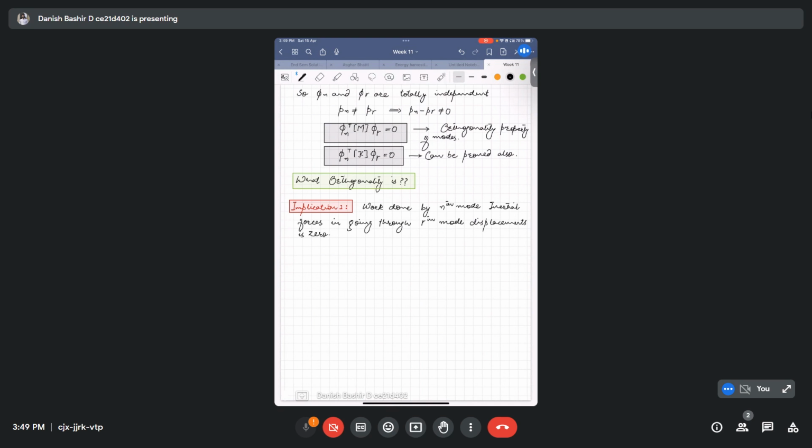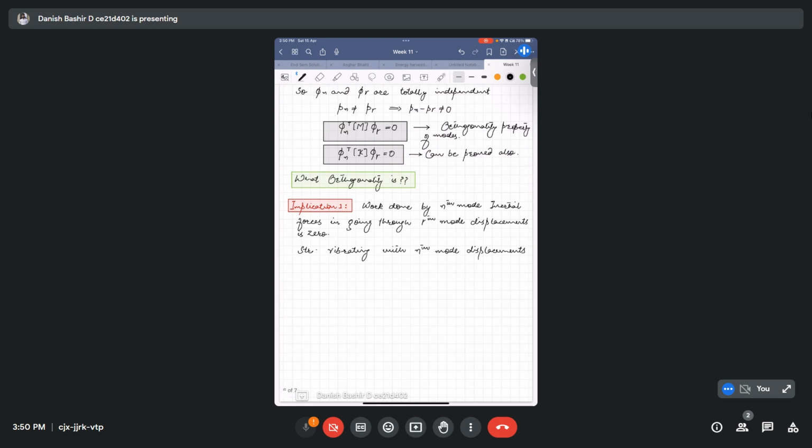So let me prove that. How can we prove that the work done by nth mode inertial forces in going through rth mode displacement is zero? Let's consider a structure vibrating with nth mode displacement. So our structure is currently vibrating in its nth mode.